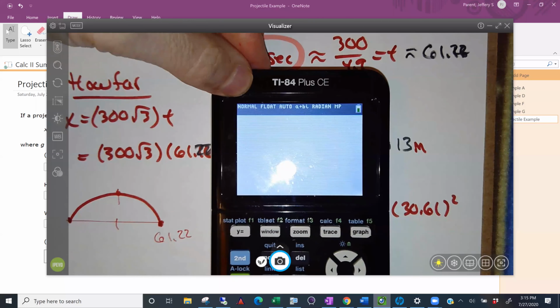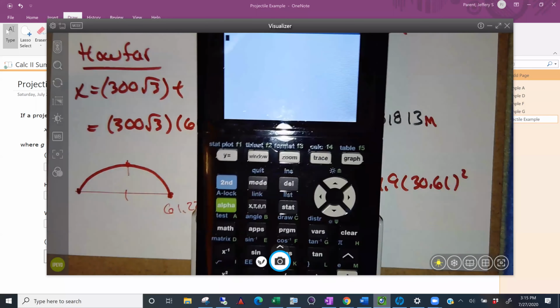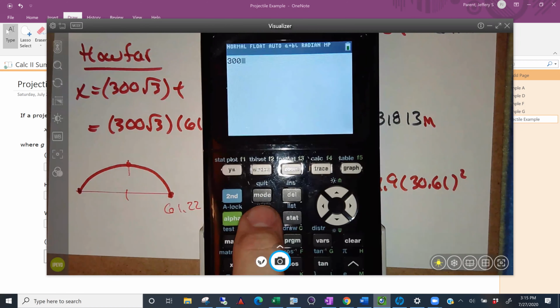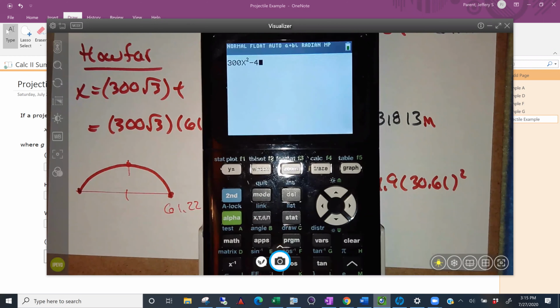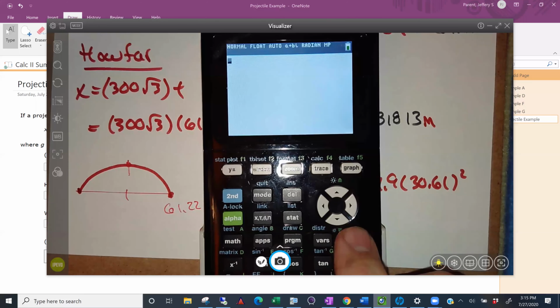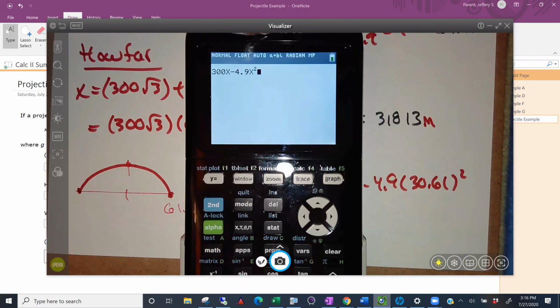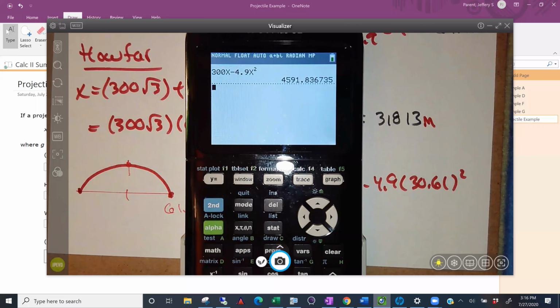Let's clear out my calculator and then type in this equation. It's going to be 300 times x squared minus 4 point, excuse me, no, not x squared. My bad, let me start over again. 300 times x minus 4.9 x squared. There you go. So about 4,592.